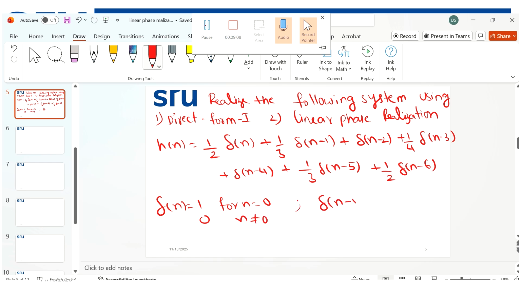Similarly, del of n minus 1 is again 1 if it is a unit impulse. Here the amplitude is 1 by 3 for n equal to 1 and 0 for n not equal to 1. So we have an impulse response, and we have to realize the same using the direct form 1 as well as the linear phase realizations. Give it as equation number 1.